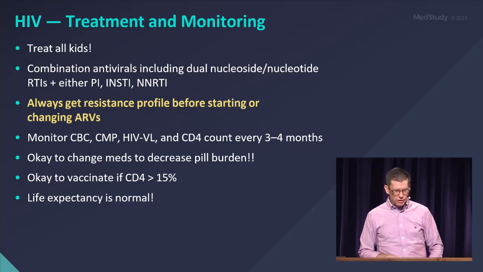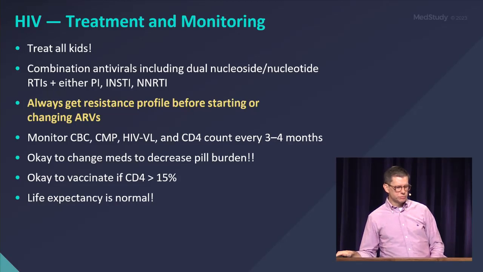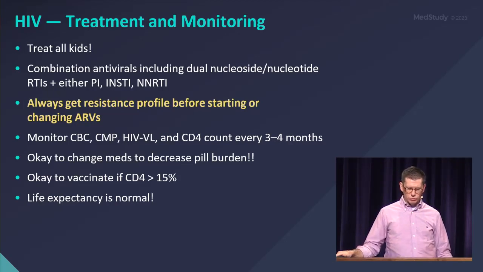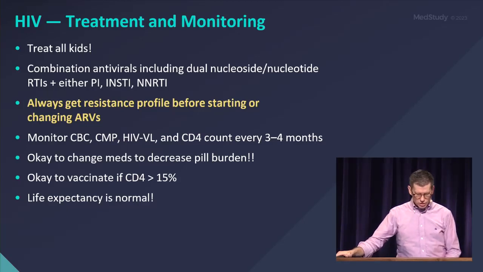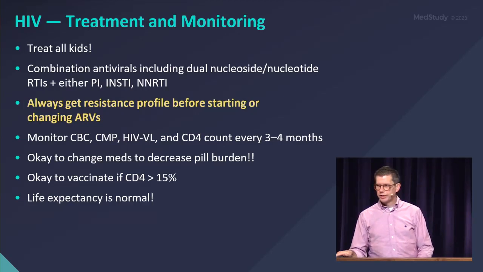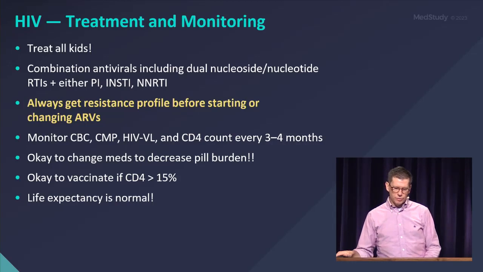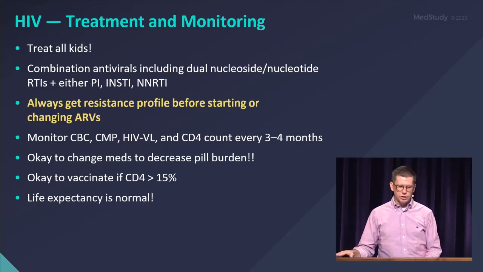The combination of nucleoside and nucleotide reverse transcriptase inhibitors with either a protease inhibitor, an integrase strand transfer inhibitor, or a non-nucleoside reverse transcriptase inhibitor are what we use. We always get a resistance profile before we start therapy to know what we're looking at. And we do labs every 3 months. It's okay to vaccinate these kids if they have a good CD4%. In kids, we typically use percent.